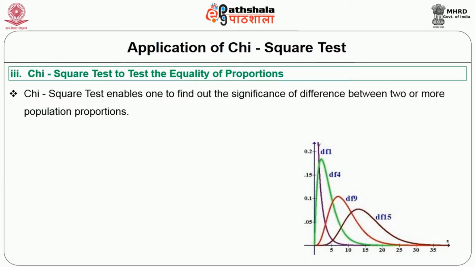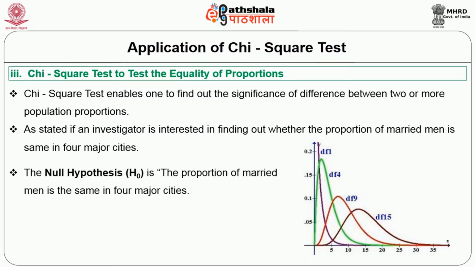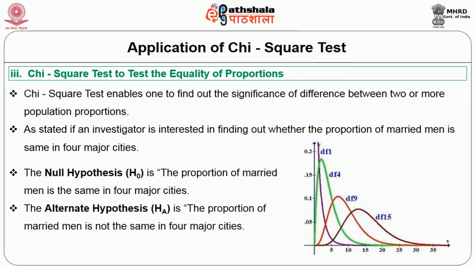The third one, chi-square test to test the equality of proportions. In addition to the above, chi-square test enables one to find out the significance of difference between two or more population proportions. As stated, if an investigator is interested in finding out whether the proportion of married men is the same in 4 major cities, the null hypothesis is the proportion of married men is the same in 4 major cities. The alternative hypothesis is the proportion of married men is not the same in 4 major cities.